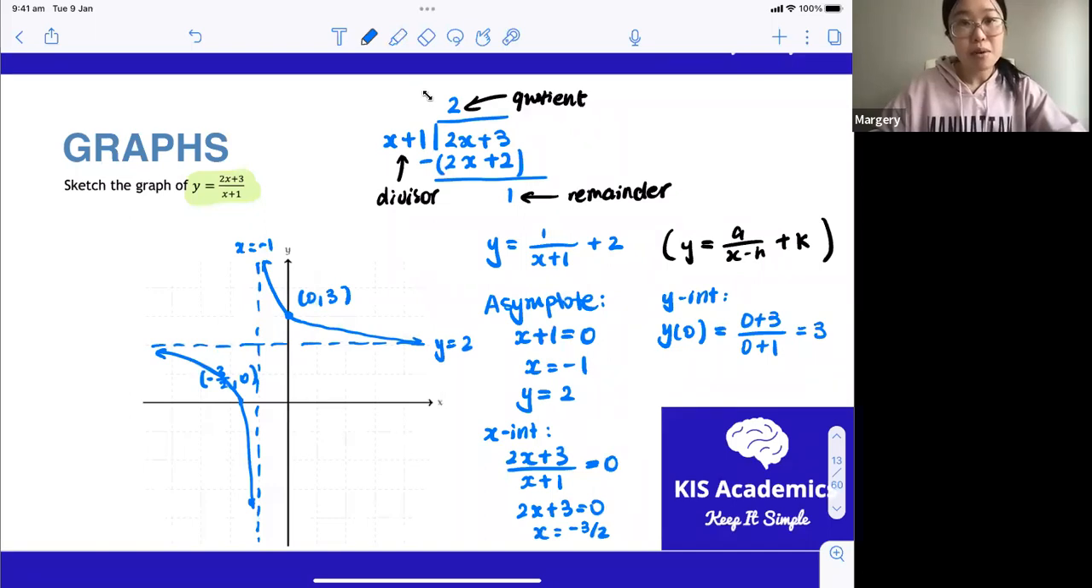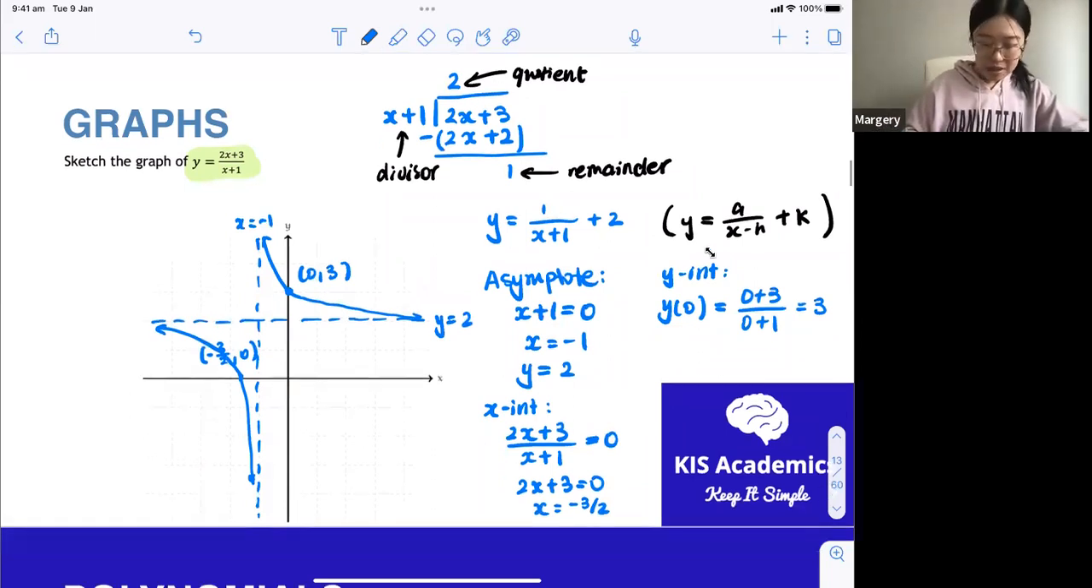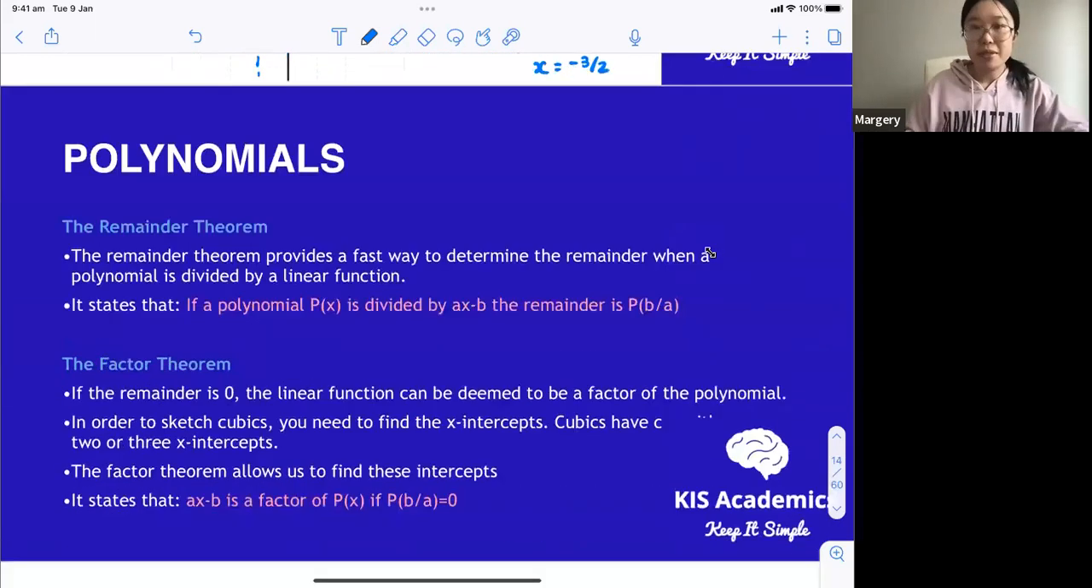But we'll keep going if this is all good. And if I see anything in the chat, we can always go back to that. So yeah, we'll continue on to have a bit of a look at polynomials now.